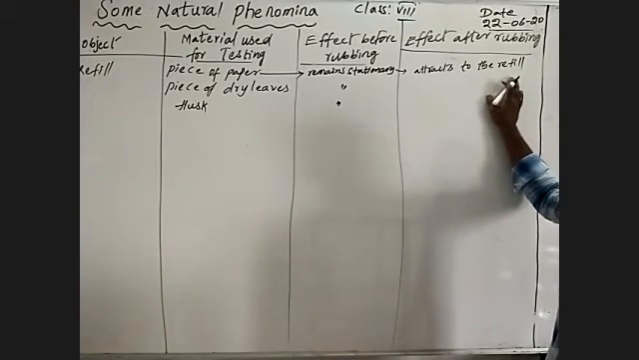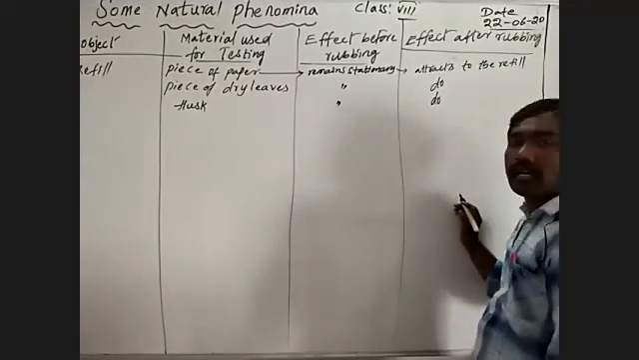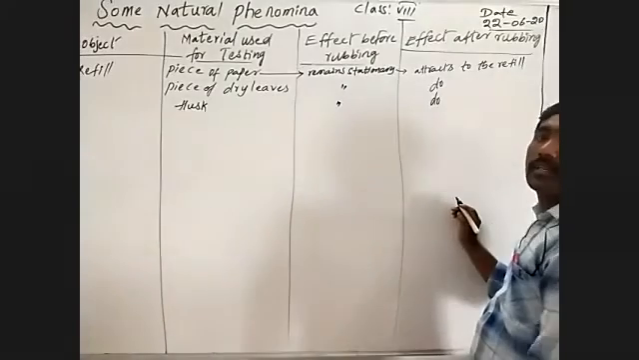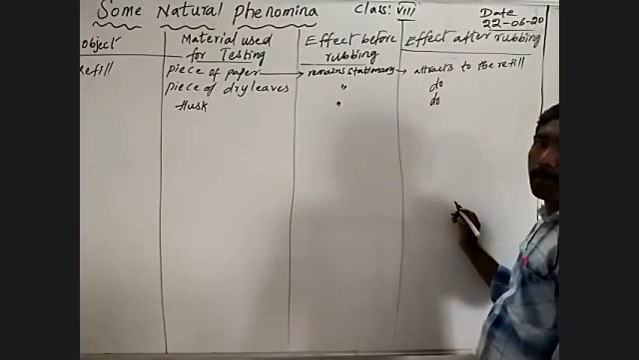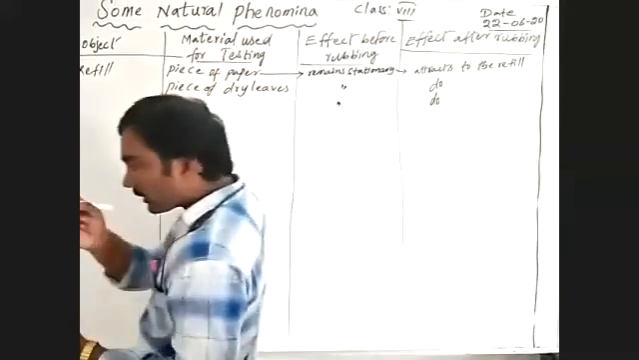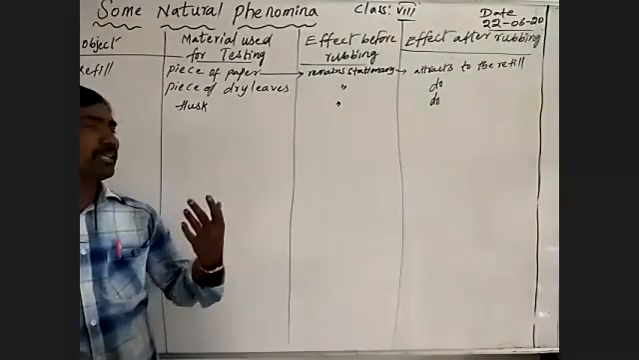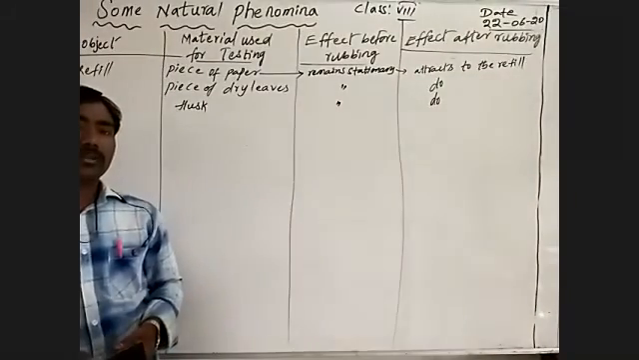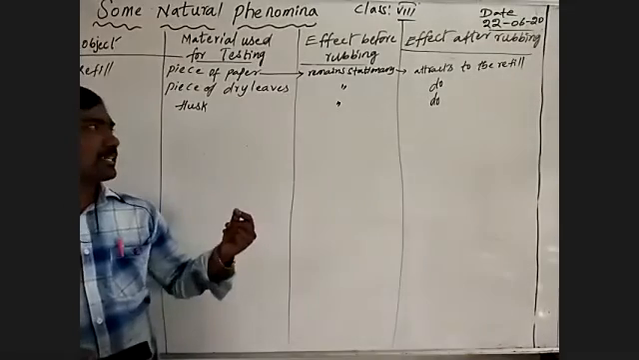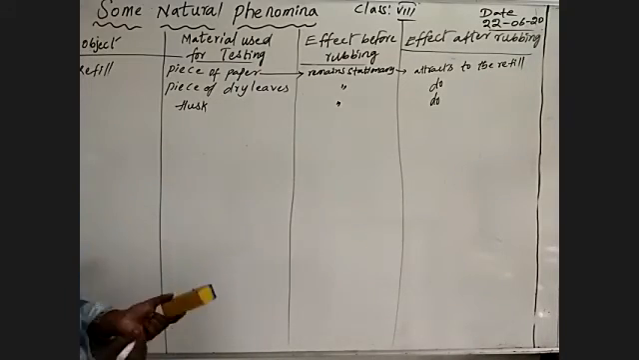Then pieces of dry leaves and husk. We have to try ourselves whether they are attracting or not. Can you do it at home? By taking a dried leaf and making tiny pieces, rubbing, and bringing it closer, we can try ourselves. By taking husk, we can bring it near and identify. Okay, let's talk about one more.